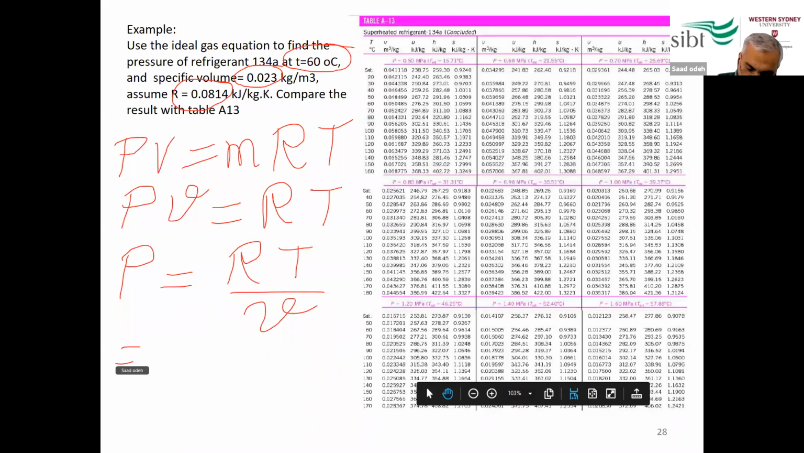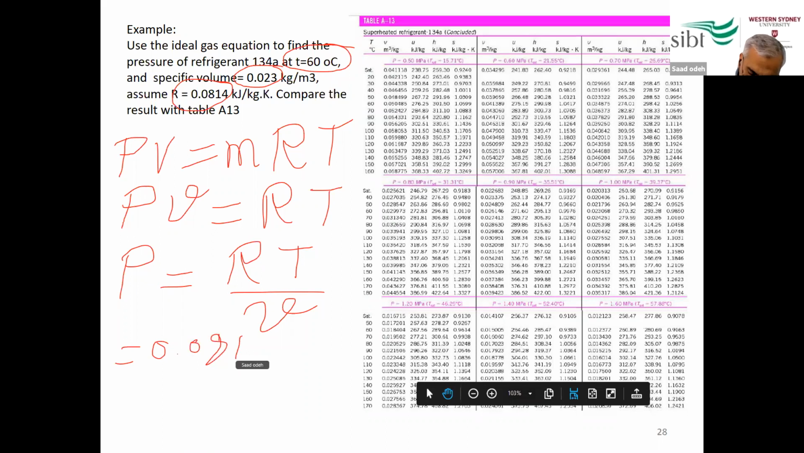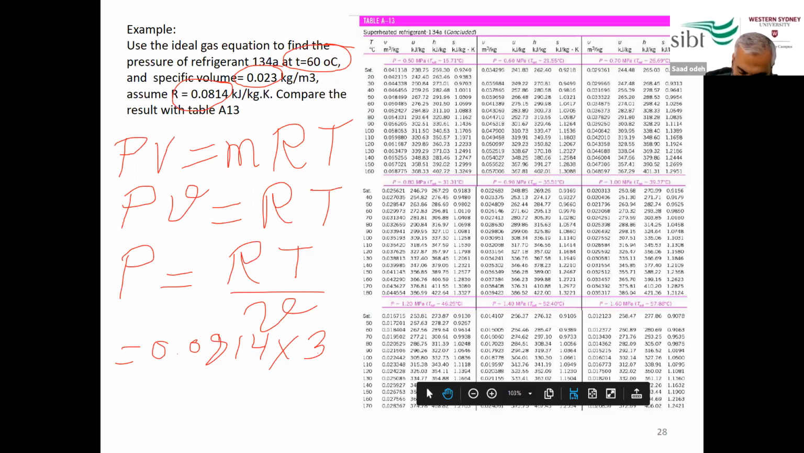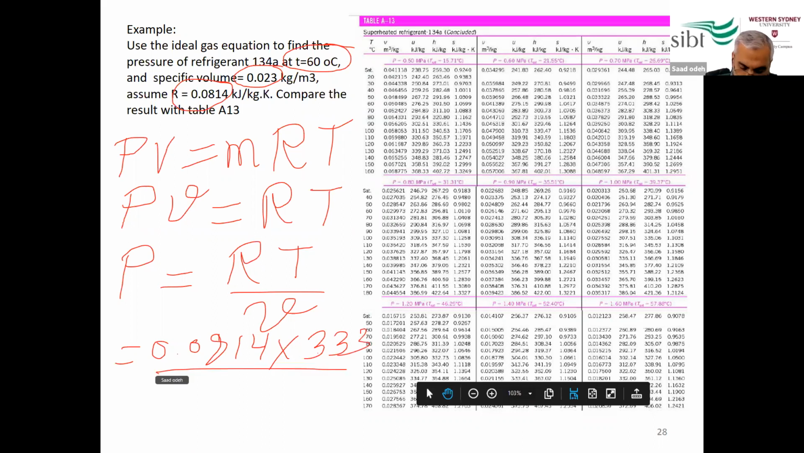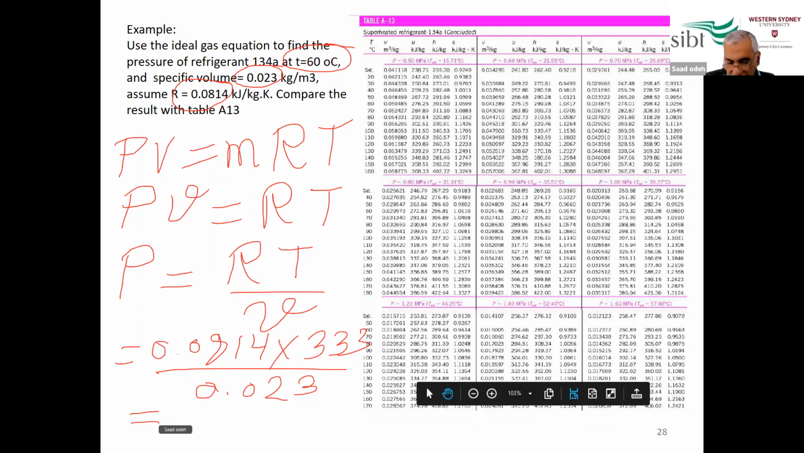So we're going to say P will equal 0.0814 multiplied by 60 plus 273, which is 333, divided by the specific volume, which is 0.023.